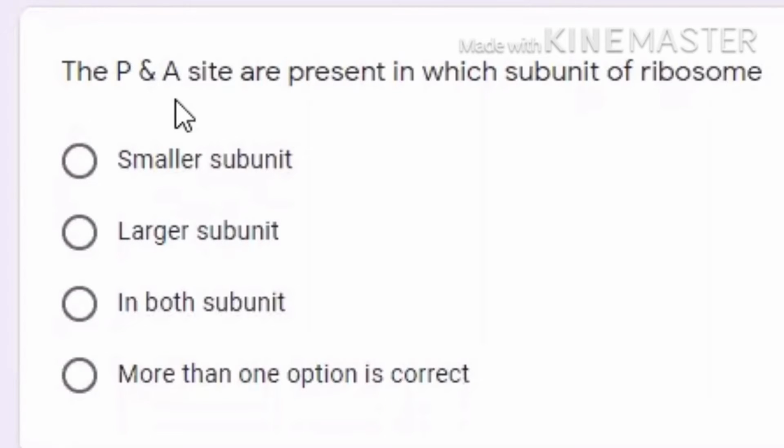P and A site, two sites, are present in which subunit of ribosomes? If you remember the diagram, once again recall the diagram, you will find that the answer is the larger subunit. The P site is also known as the peptidyl site and the A site is also known as the aminoacyl site. Is it clear? So your answer will be the larger subunit.